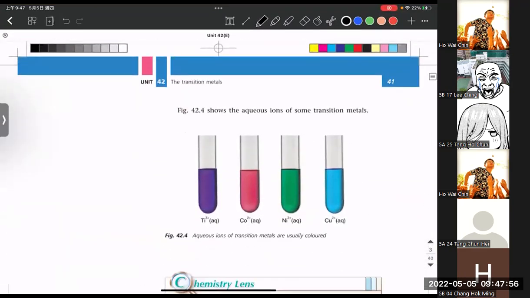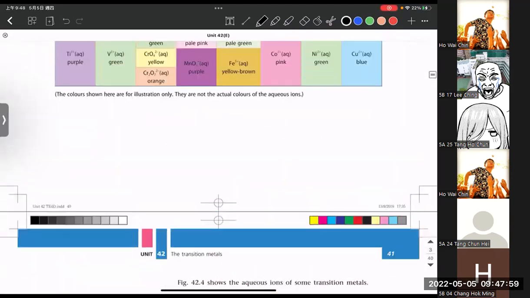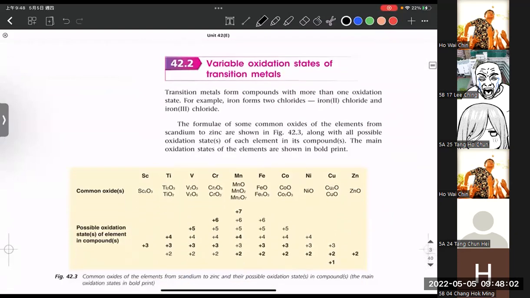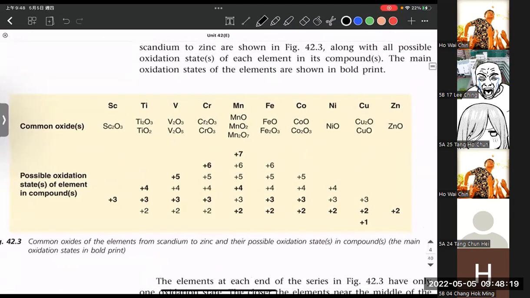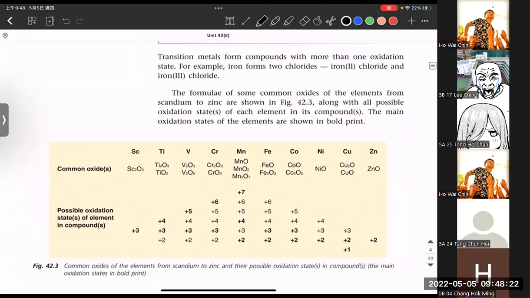Now, for the time being, I would like to further introduce in detail the oxidation state and color of the colored compounds. First of all is the variable oxidation state of transition metals. What do you find about the pattern? Please take a look at the pattern. Is there anything you can observe which helps you memorize what is meant by variable oxidation states?